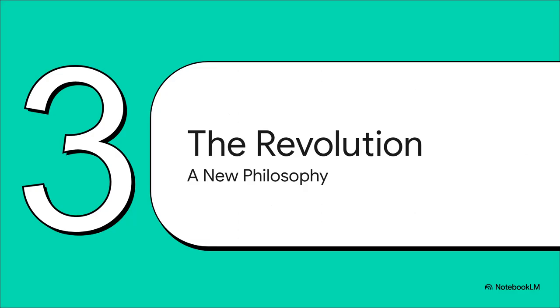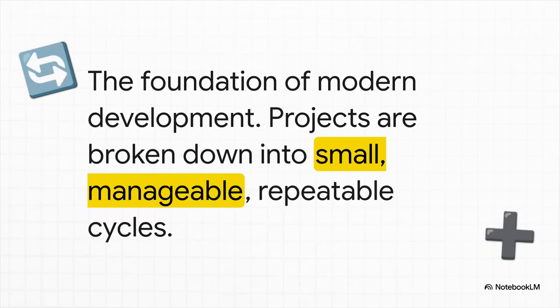But look, these fixes, as clever as they were, were still kind of building on that old, rigid foundation. What came next? Well, it wasn't just another evolution. It was a complete revolution in how we think about building software. And this revolution is really built on 2 words that you're going to hear all the time in modern software development: iterative and incremental. The idea is actually pretty simple.